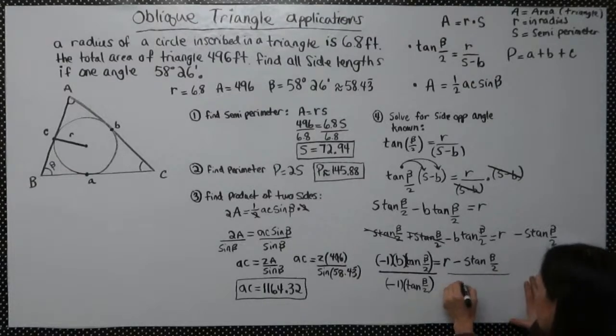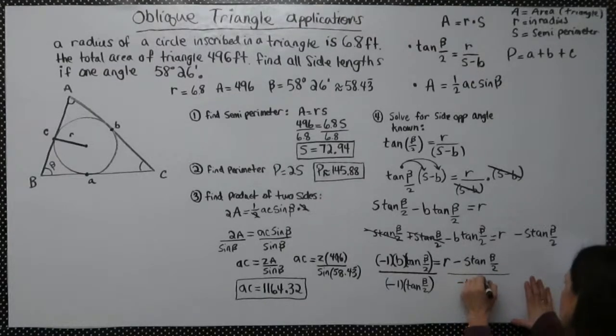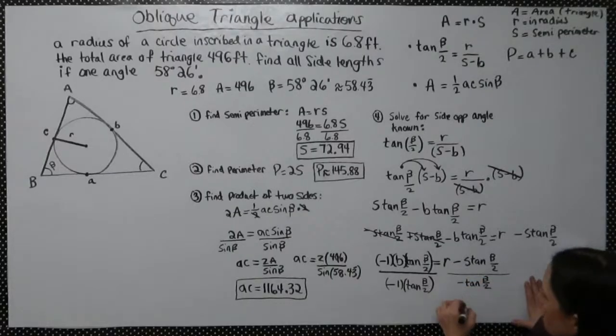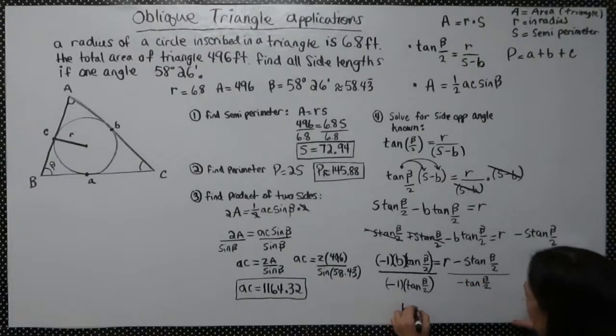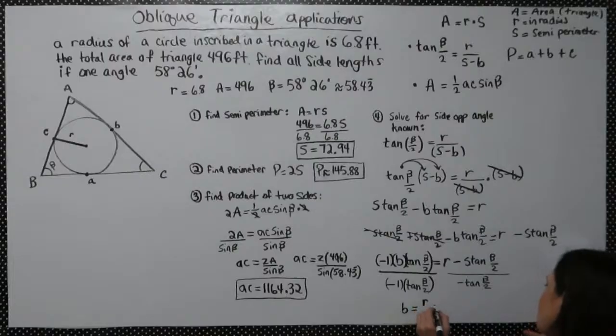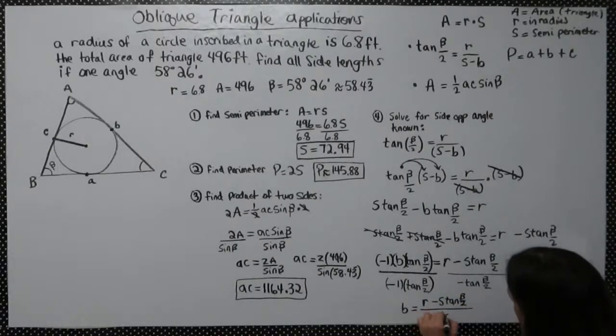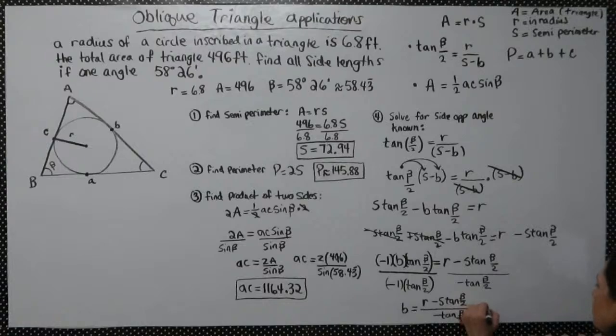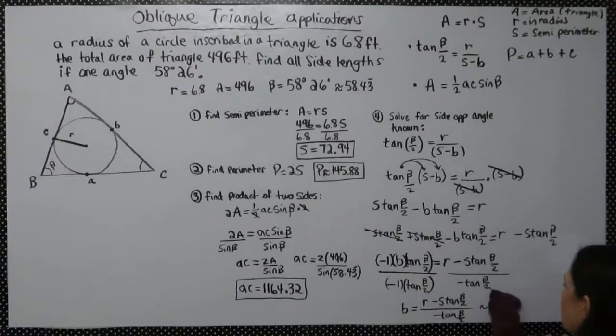So I end up getting negative tan beta over 2 over here on this side, and I have solved for B. B equals R minus S tan beta over 2 divided by negative tan beta over 2. Interesting. All right. And so we can calculate that. We know R, we know S, and we also know tangent of beta over 2.